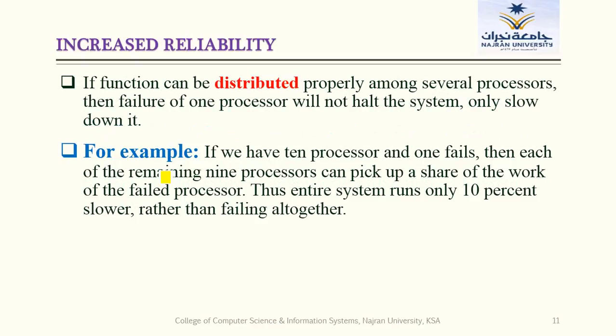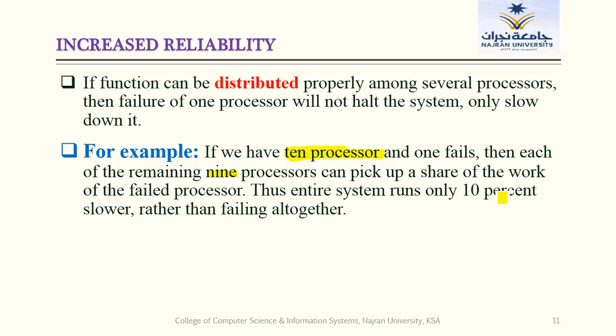Okay, so the last one is increased reliability, because multiprocessor systems are more reliable than single processor systems. Why? Because the work is distributed among the several processors. So if one of the processors fails, it will not halt the system, only slow it down a little bit. For example, if we have 10 processors in one system and they are working, and suppose one processor fails, then each of the remaining 9 processors can pick up a share of the work of the failed processor, thus the entire system runs only 10% slower. So it means the remaining 9 processors will not stop, they will continue their work.